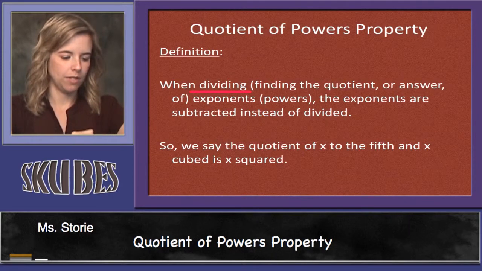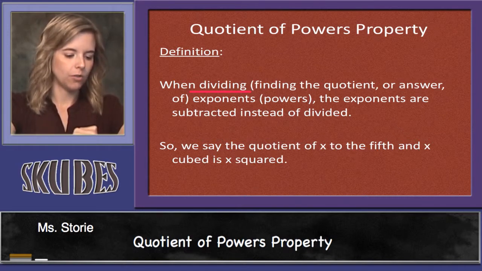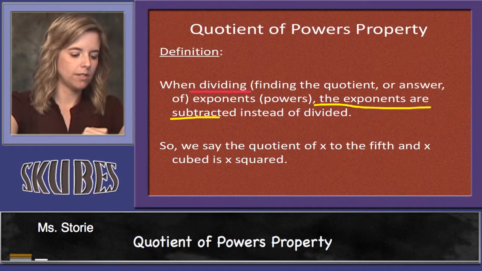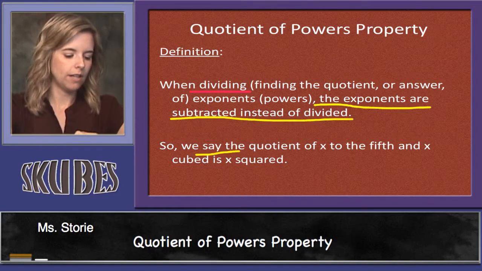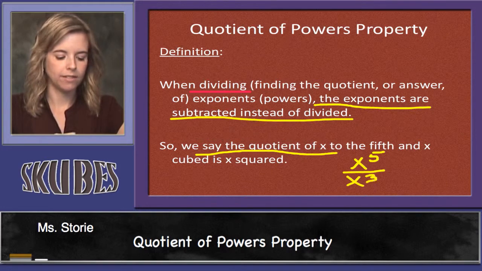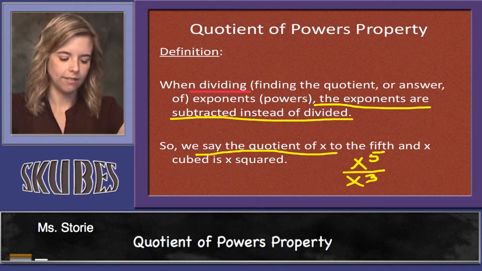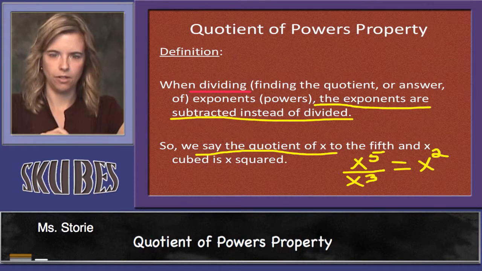When we're dividing, which means finding the quotient or the answer, we are going to use the exponents and we're going to subtract them instead of dividing them. So we say that the quotient of x to the fifth, which would be written like this, and x cubed, the reason why I put it underneath is because its quotient, which means divide, is, which stands for equals, x squared. That's what it would look like.